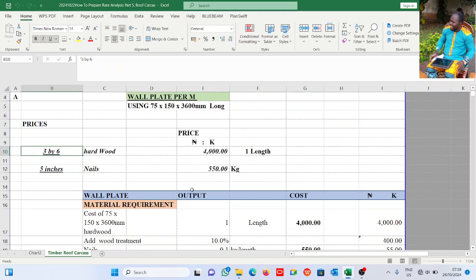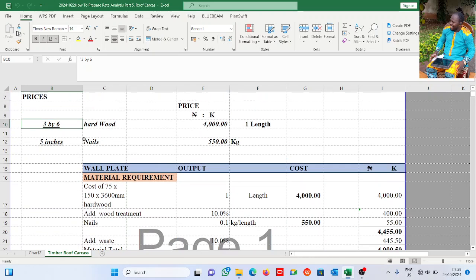Alright, now remember also I always tell us that rate analysis has 3 major components. We have the material component, we have the labor component, and we have the profit and overhead. Now when it involves plant and equipment, that is included also, but 3 basic: material, labor, profit and overhead. Now these 3x6 hardwood cost 4,000 naira per length. They are very thick and heavy also, and we'll be needing 5 inch nails, 550 naira per kg.